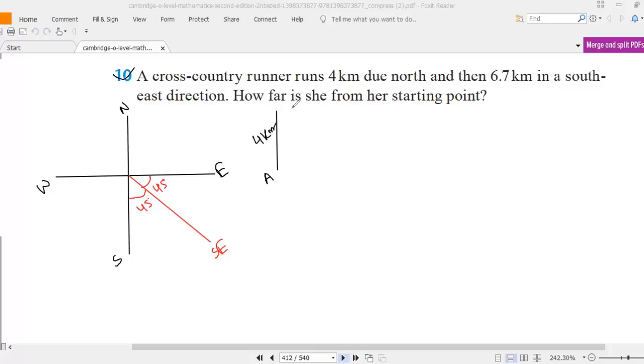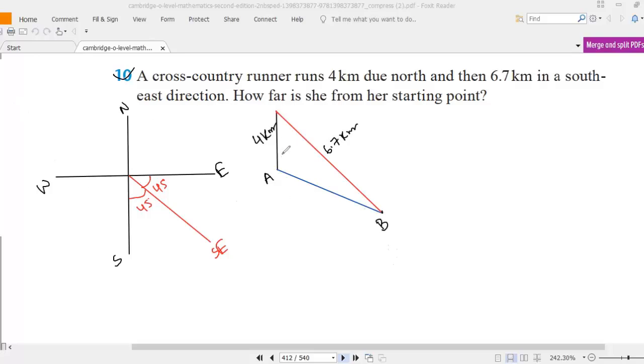So here the question says, then she runs 6.7 kilometers. Suppose this measurement is in a southeast direction. This measurement will be southeast, so this measurement will be 6.7 kilometers. Now she is reaching point B. Now the question says, how far is she from her starting point? Now we need to find out the distance of A and B.